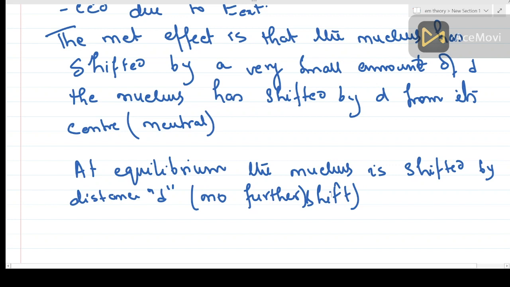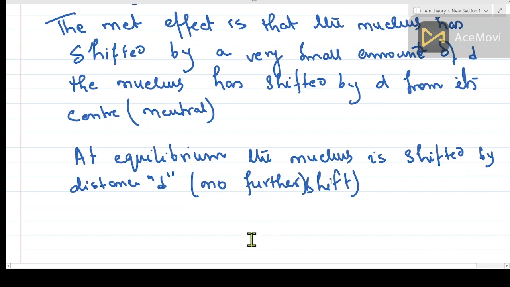Now what happens further? At this point, the external field is still trying to push the nucleus to the right direction, in the same direction, because it is positively charged. Now there is an internal field which is produced that is tending to pull back the nucleus to the initial position. Now what is this internal field? This is another important question, another important term that should be clearly understood.